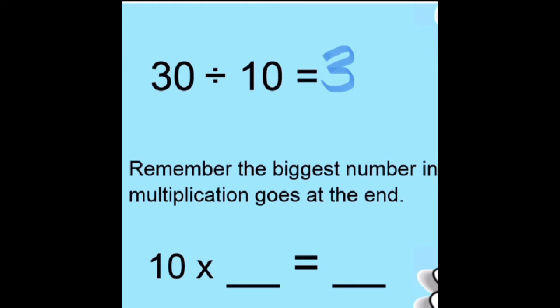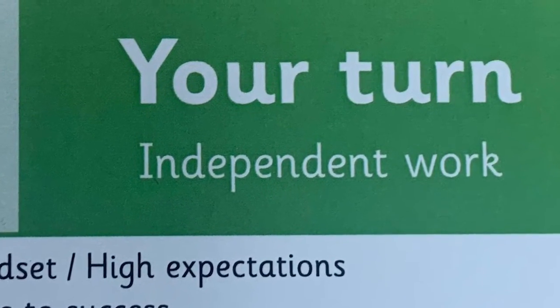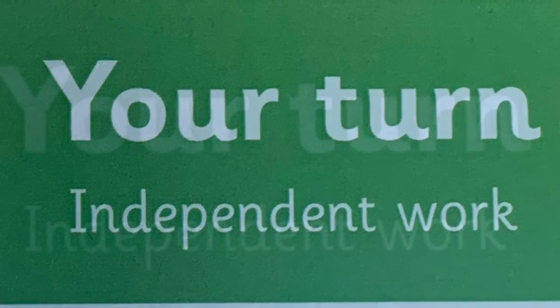Then I'm going to turn it into a multiplication. 10 times, and I've got my numbers at the top, so I know it's 10 times 3, 10, 20, 30 equals 30. Remembering that my biggest number in my multiplication comes at the end, whereas it's at the beginning for my division. Now time for your turn, so you can pause the screen on the challenge you'd like to have a go at and then come back for a check.